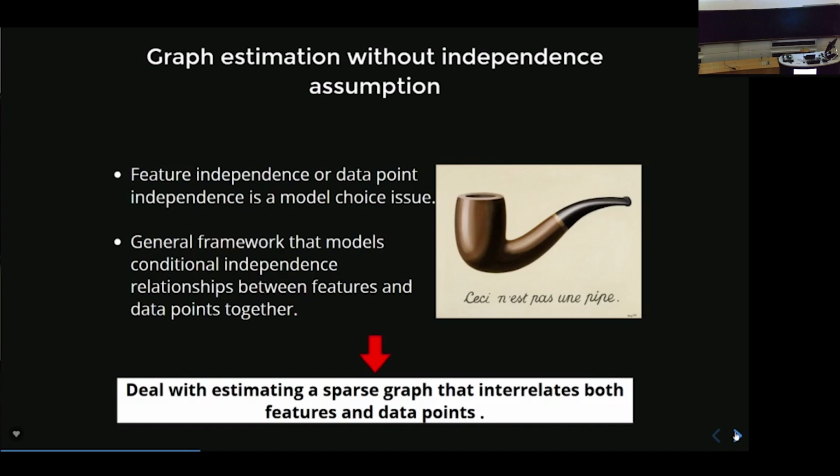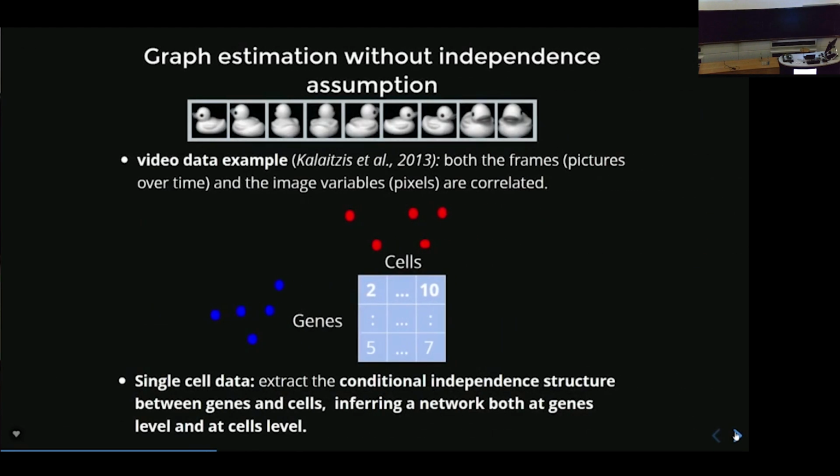And how is this done? Well, just to understand this, let's look at two examples. So why do we need to do that? This is a rotating image, taken from this paper of Kalaitzis et al., 2013. You see there's the duck rotating. Those are the frames. You can decompose the video into different frames that are one after the other. It's always the same duck rotating.